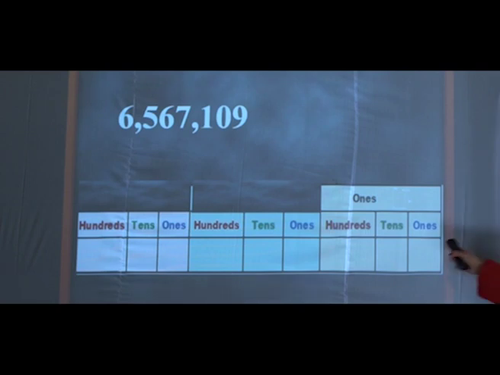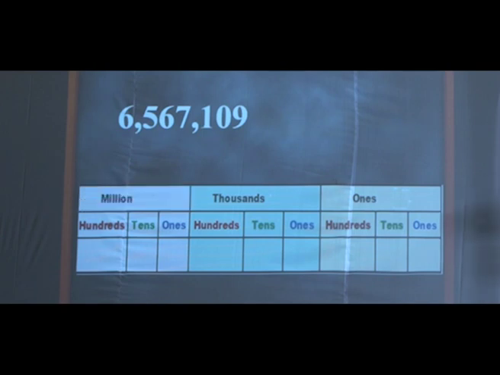Then ones, tens, hundreds. What do we call the next number? 1,000, right? So the next period is 1,000. We have ones, tens, hundreds under thousands. The next period after that comes after thousands is a millions period. Have you heard the word before? Million? Alright, it comes after thousands. A million is greater than thousands.